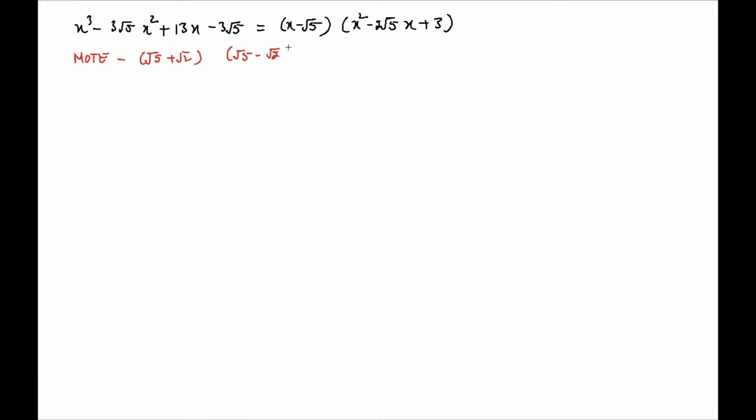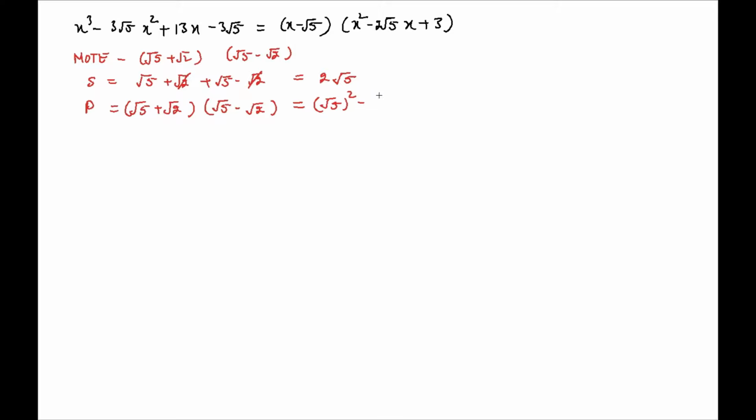If I find the sum of these two numbers, root 5 plus root 2 plus root 5 minus root 2, root 2 cancelled, you will have 2 root 5. If I find the product of these two numbers, root 5 plus root 2, root 5 minus root 2, so a plus b, a minus b, root 5 square minus root 2 square is equal to 5 minus 2 is equal to 3. So these are two numbers whose sum is 2 root 5 and whose product is 3.